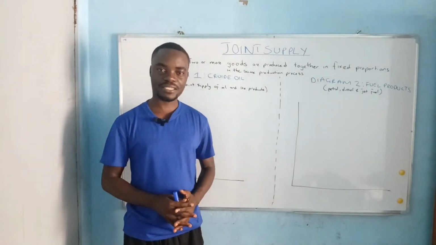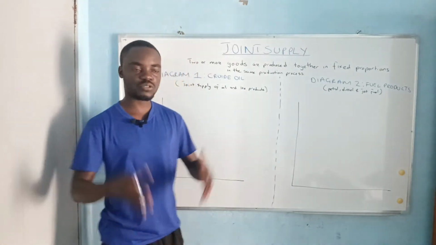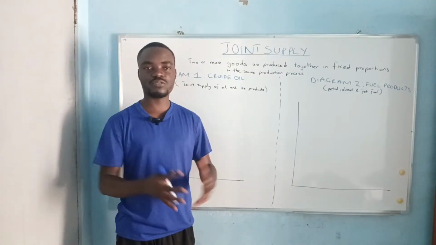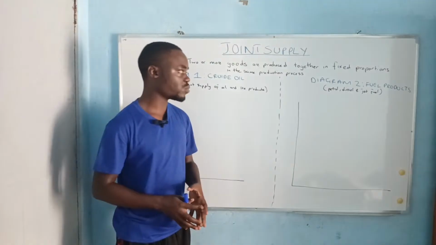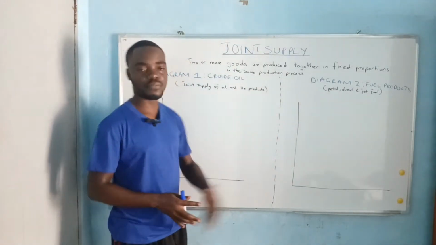About joint supply. With joint supply, we're simply looking at how the production of one good will lead to the production of another. In other words, two or more goods are produced together in fixed proportion in the same production process.